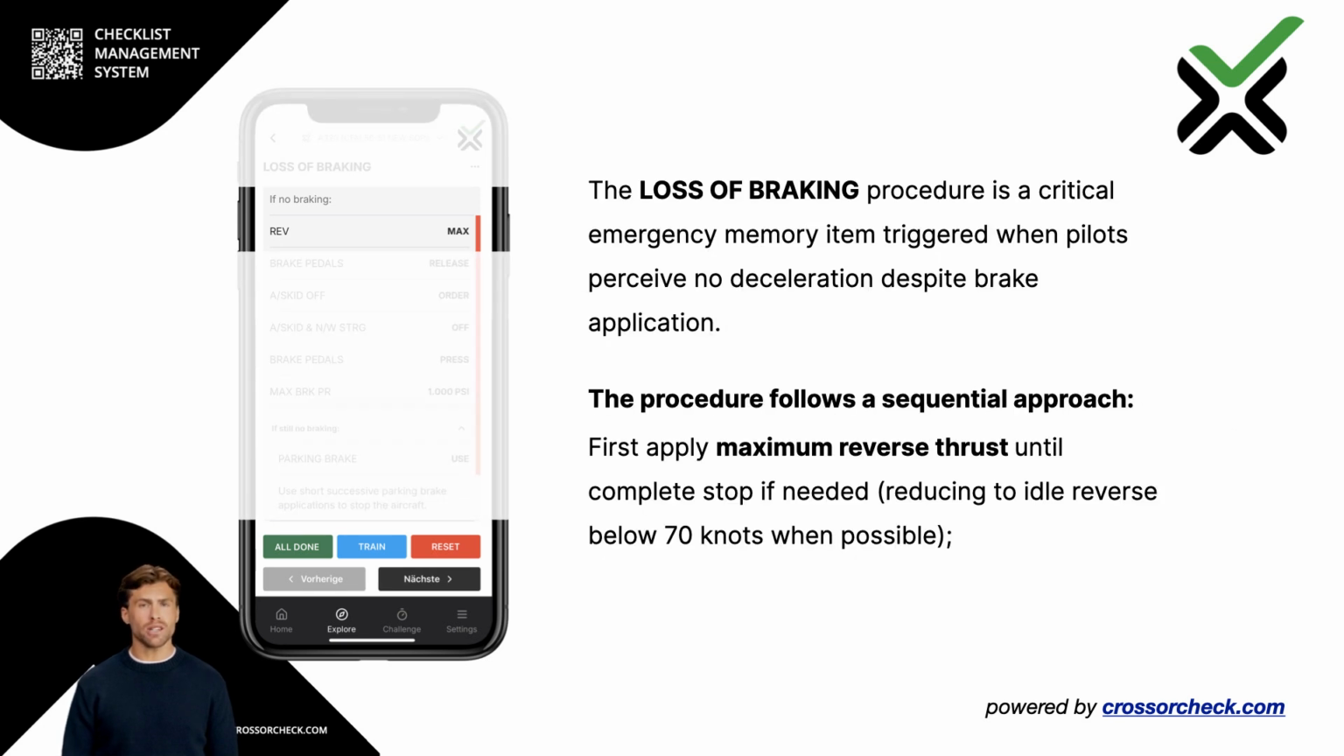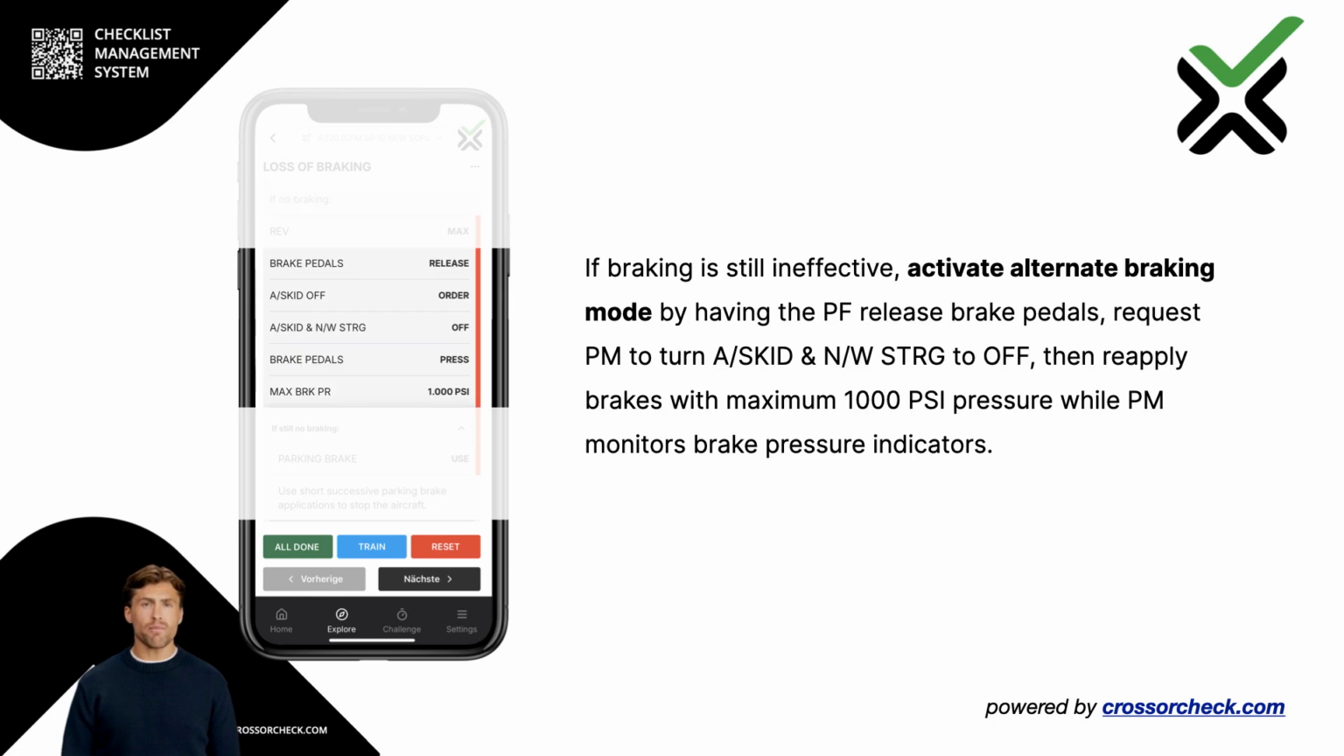The loss of braking procedure is a critical emergency memory item triggered when pilots perceive no deceleration despite brake application. The procedure follows a sequential approach. First, apply maximum reverse thrust until complete stop if needed, reducing to idle reverse below 70 knots when possible. If braking is still ineffective, activate alternate braking mode by having the pilot flying release brake pedals, request pilot monitoring to turn anti-skid and nose wheel steering to off. Then reapply brakes with maximum 1000 psi pressure, while pilot monitoring monitors brake pressure indicators.